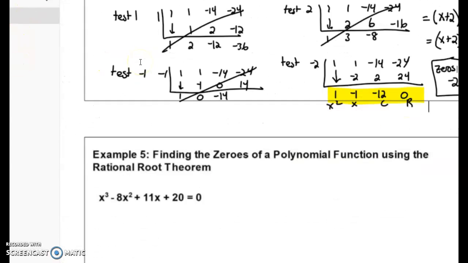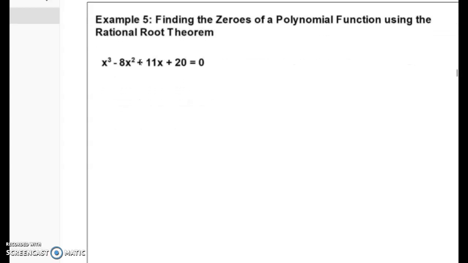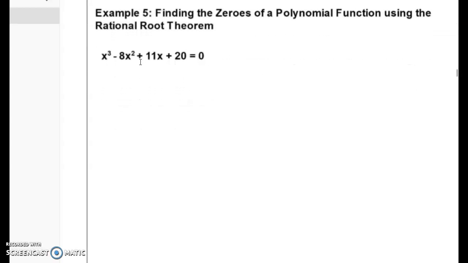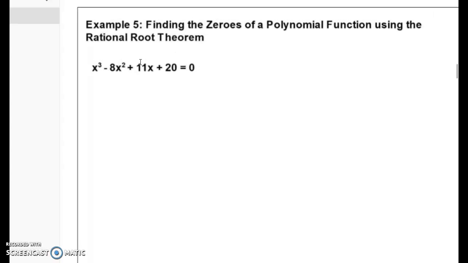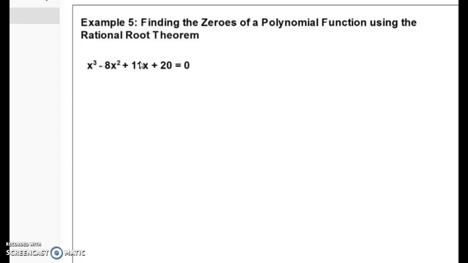So example 5 wants us to find the zeros of the polynomial function using the rational root theorem. Now remember, the rational root theorem lets us say, first of all, on the top, we have our factors of the constant, and the constant is 20. And then on the bottom, you're going to have the factors of the leading coefficient. And our leading coefficient is 1, which is awesome because it makes this so much easier.